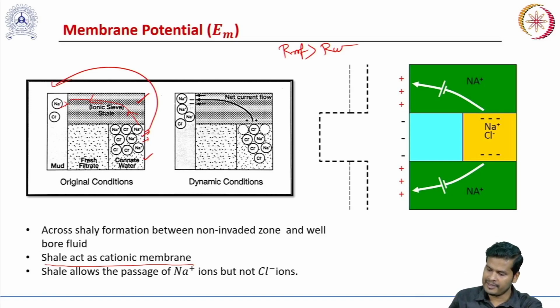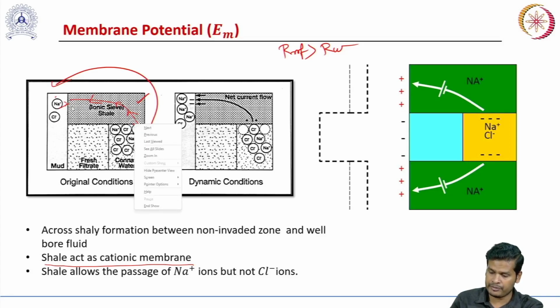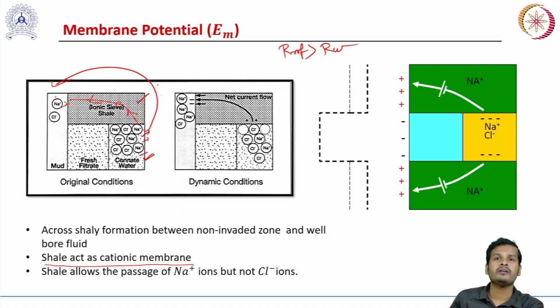That means from the formation water, let's say it is composed of Na plus and Cl minus, Na plus ions can move through the shale because it is a cationic membrane, it allows the movement of cations. It can move from here to here. And why will they move from here to here? Because formation water has more salinity, it has more Na plus ions compared to our mud. So Na plus ions will move from our non-invaded zone to the mud, thus a current will flow.